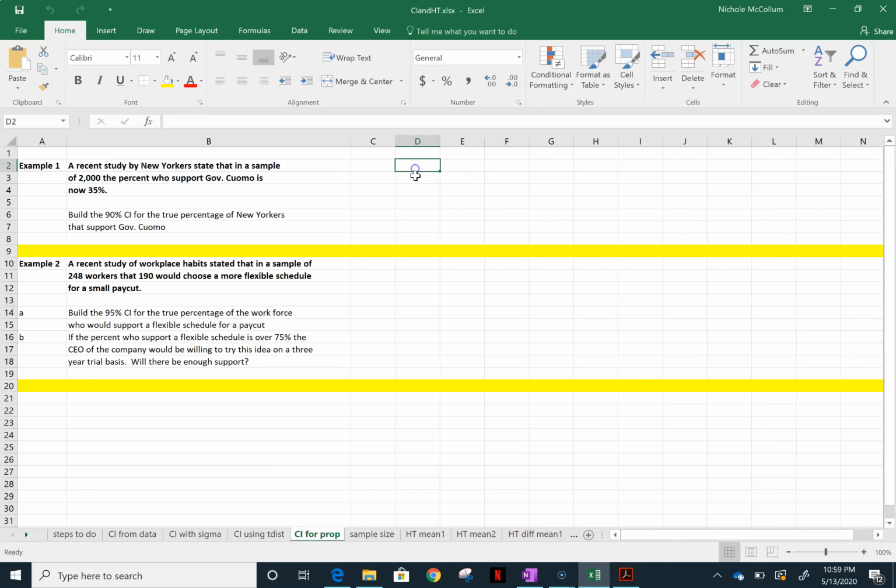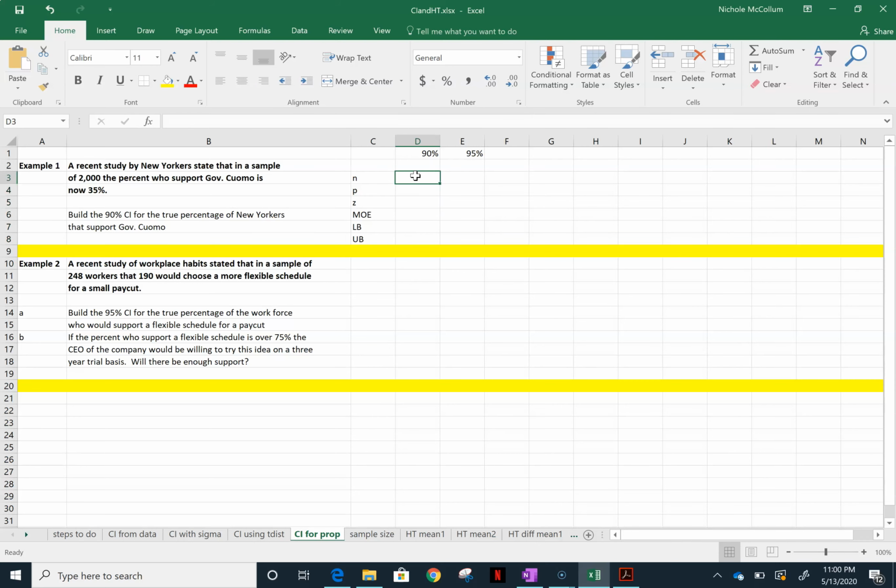So what do we have here? I need to build the 90%, and just for giggles, I'll show you how quickly I can build the 95% at the same time. What I need, though, are 3 things: N, P, Z. Then I can build the margin of error, and then I can build the lower bound and the upper bound, and we are good.